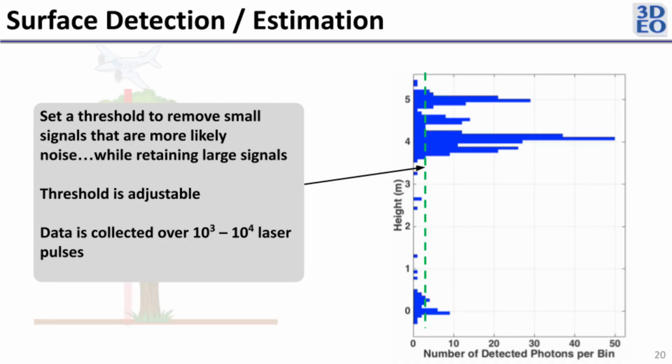All right, so back to the thing about sensitivity. What's going on here is I've collected 1,000 to 10,000 laser pulses going down through my canopy, and I'm able to find very, very weak returns. We're talking about 5 to 10 detected photons over the course of maybe thousands and thousands of laser pulses.